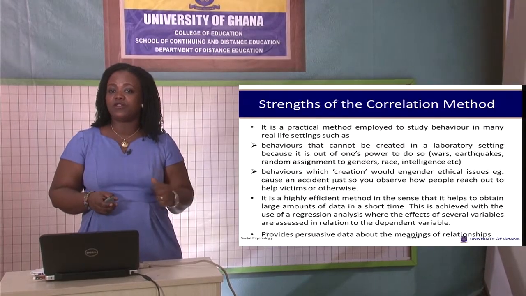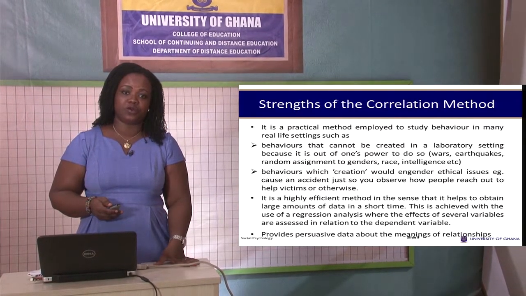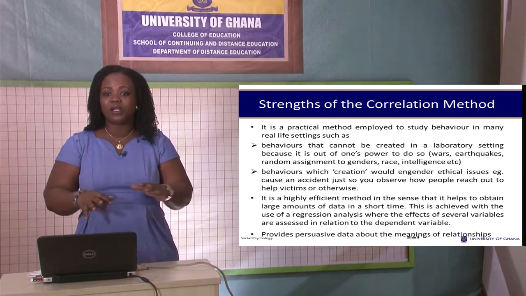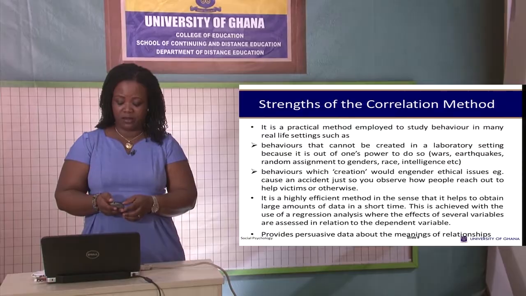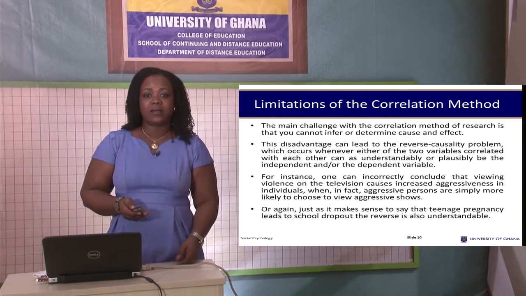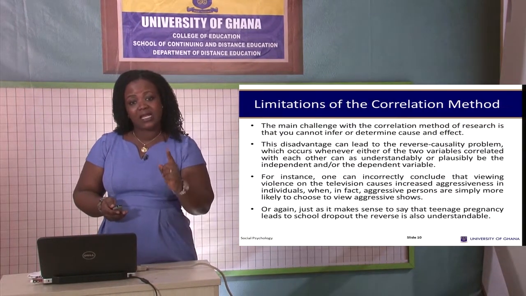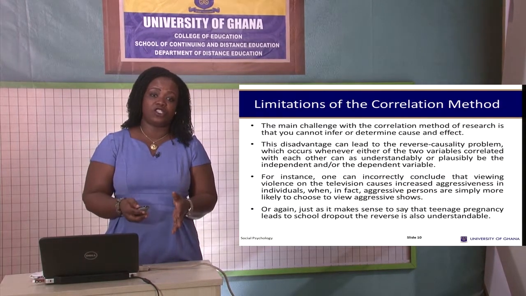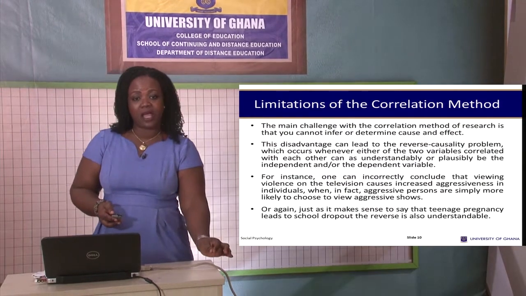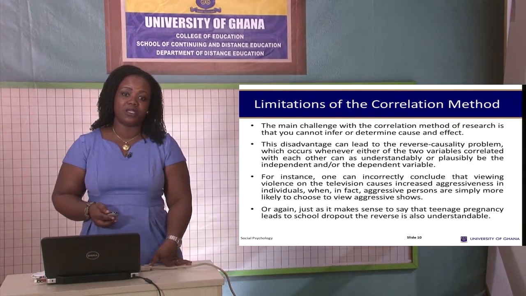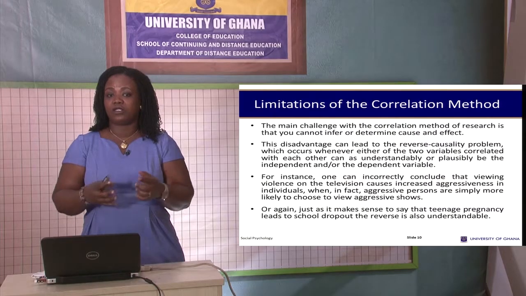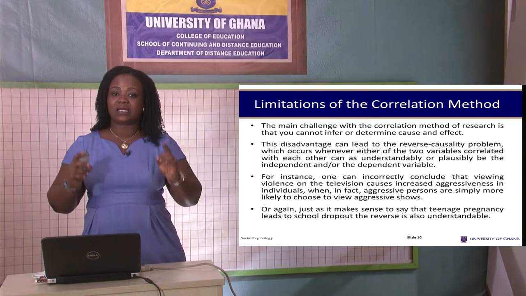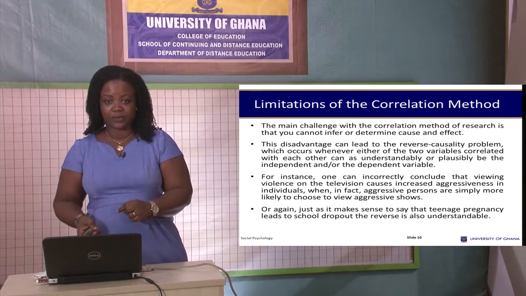So correlation is very useful in studying real-life situations. It gives you a lot of data in a short time. You don't need to manipulate anything to engender ethical challenges. The disadvantage or the challenge with the correlation method is that it cannot infer causation. It cannot tell you that the variable A caused variable B. It cannot determine a cause-effect relationship. It can only tell you the variables are related, but it cannot tell you which caused what.